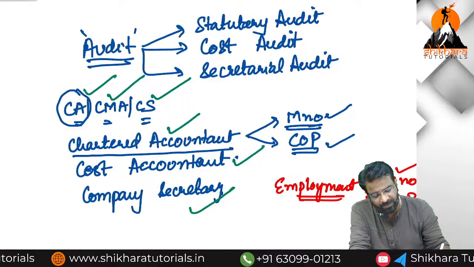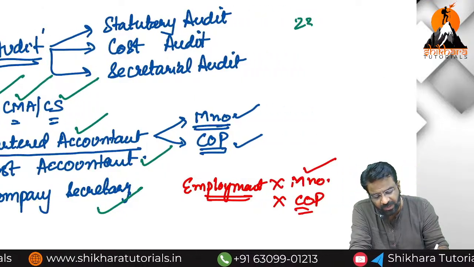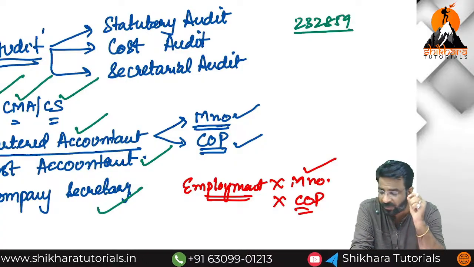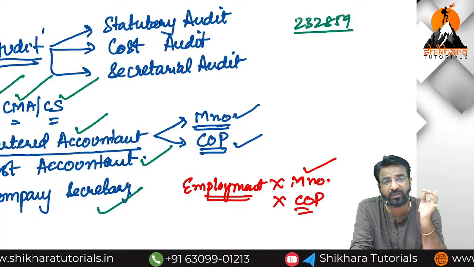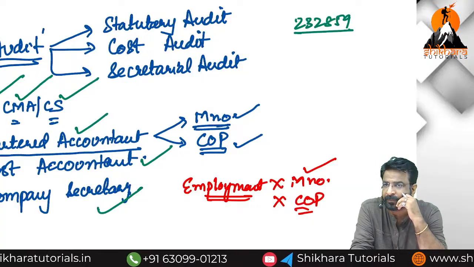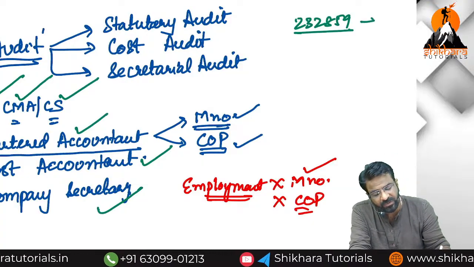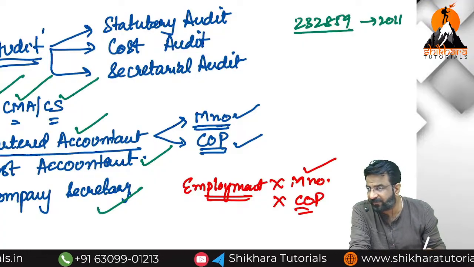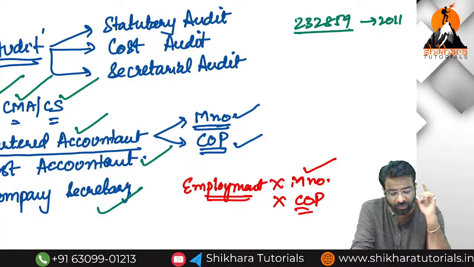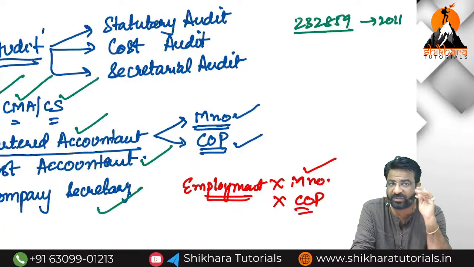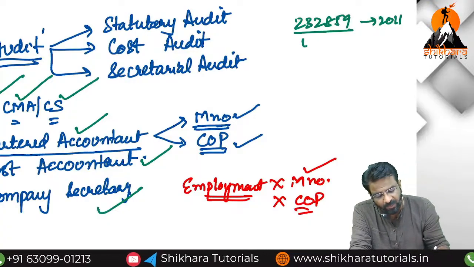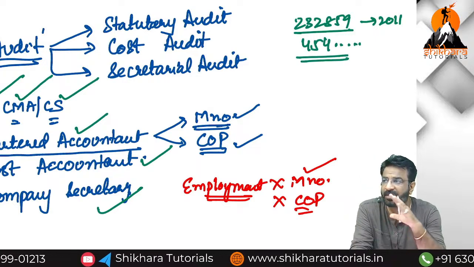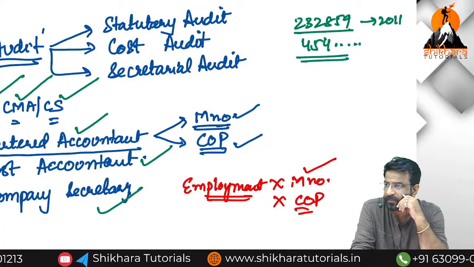Like my membership number of CA is 232859. Now what does that mean? I'm the 2,32,859th qualified chartered accountant of India. I got qualified in the year 2011, right? Now, when I got qualified in 2011, at that point of time, 2,32,859 chartered accountants were there existing in India. Right now, 454 something is going on. What does that mean? It means it has almost been doubled. Are you getting the point?